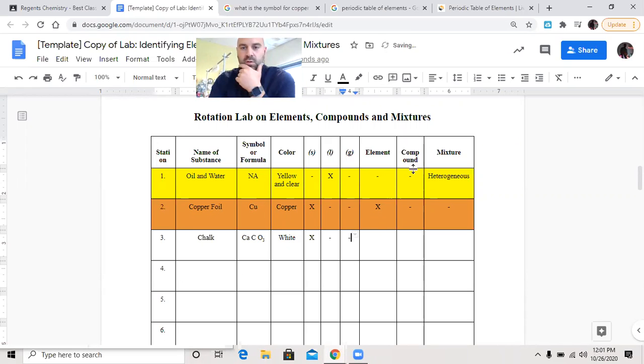Element, compound, or mixture? Good. That is going to be a compound. It has fixed ratios there. Compound it is. Okay, that's chalk. Rolling on back, we have the next substance. Iron filings.